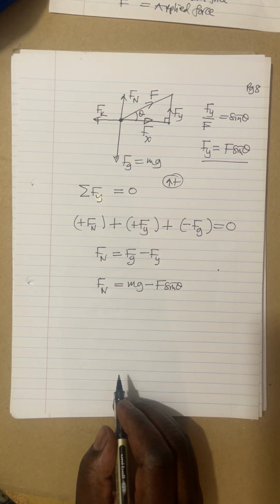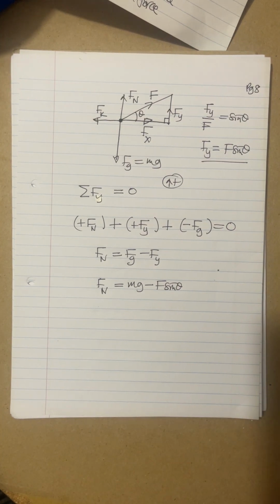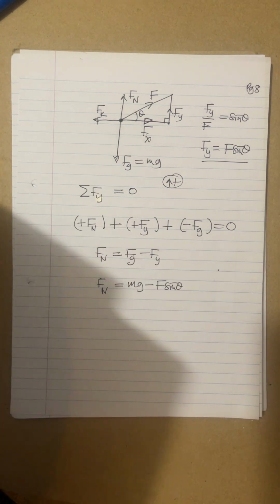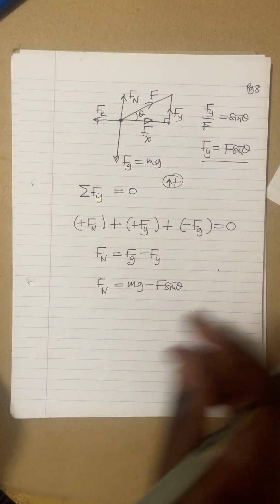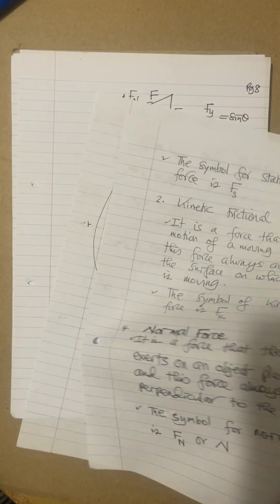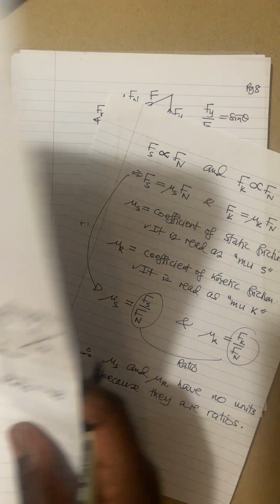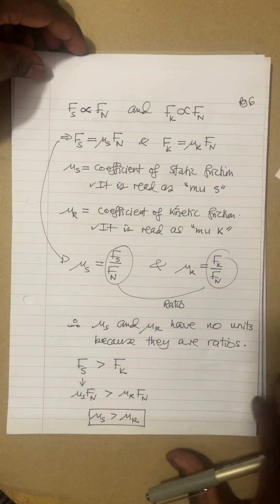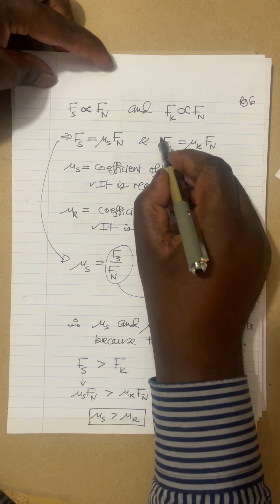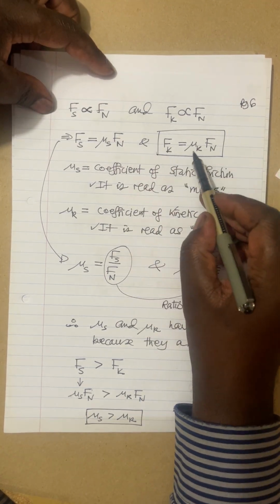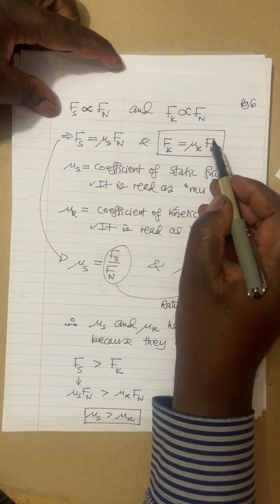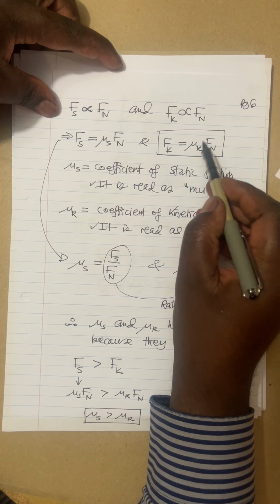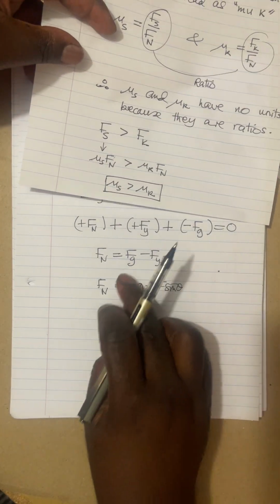Now, let's go back to the definition of frictional force. How did we define kinetic frictional force in particular? Let me take you to that page where I defined kinetic frictional force. I think it must be on this page here. Here we go. If you check page 6, kinetic frictional force is the product of the coefficient of kinetic friction and the normal force. So in the place of the normal force there, I'm going to put this expression.